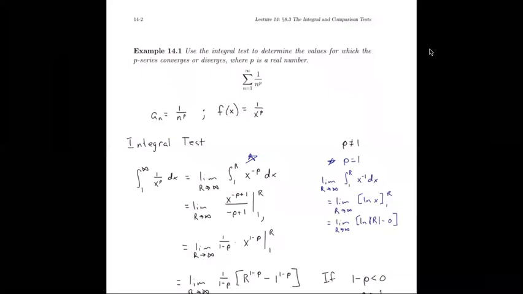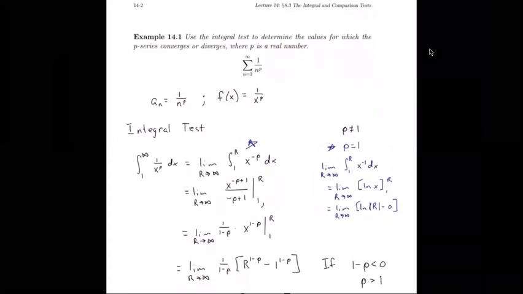We have our series term as 1 over n to the p. Match that or rewrite it as a function of a continuous variable: f of x equals 1 over x to the p. We've been given that p is a real number. We might declare that p is not 0. That would be a trivial case or a divergent case, but we'll probably see that in the analysis that follows.